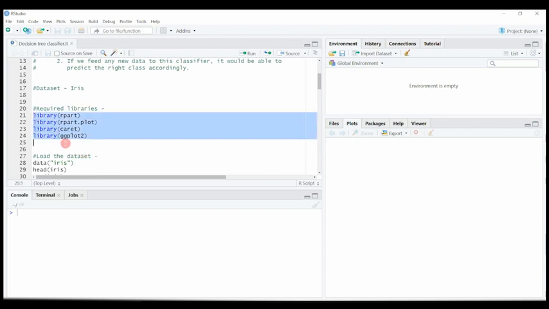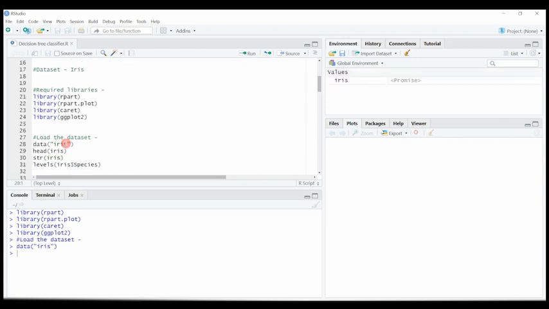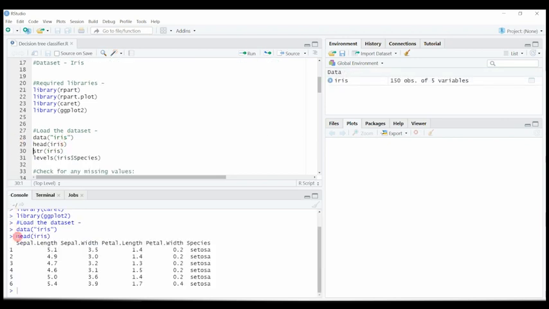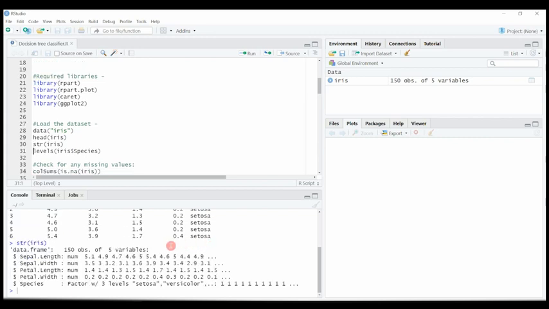These are the libraries that I have used in this program. I am loading the dataset and observing its head. You can see there are 5 variables: sepal length, sepal width, petal length, petal width, and the last variable, species, needs to be predicted using the decision tree. The str function gives the structure of the dataset. There are 150 observations of 5 variables. 4 variables contain numerical data, while the fifth variable is a factor, or categorical data, with 3 levels: Setosa, versicolor and virginica.